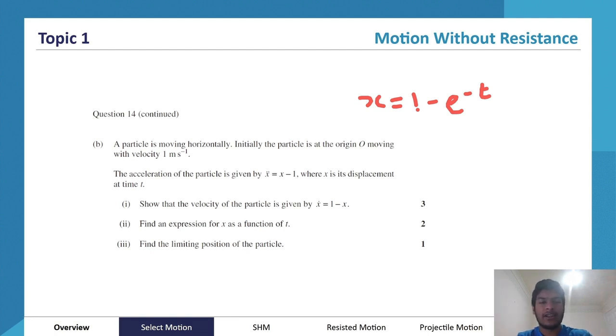So another way they'll say that is find the eventual position of the particle, or what position does the particle approach. In that case, we set t to infinity, or we take the limit as t goes to infinity, if we want to take it in the stricter mathematical sense. We get e to the power of negative a really large number, and so that approaches 0, and so we end up with x approaching 1. So the limiting position, maybe I'll call it x_L, is going to be 1.